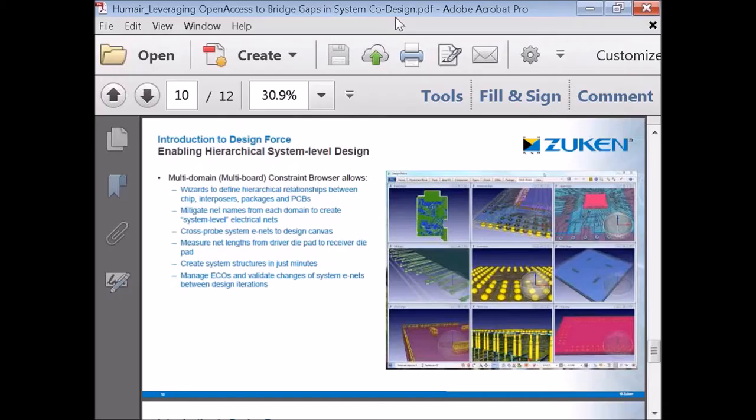If you make a pin swap on a chip to a package, then you can also propagate that to a PCB as well. So we're able to really take advantage of open access and open the door to actual true co-design methodology in this kind of environment. So if anybody has more questions or wants to know more about that, I'd be more than happy to share that offline. Can we go to the next slide?